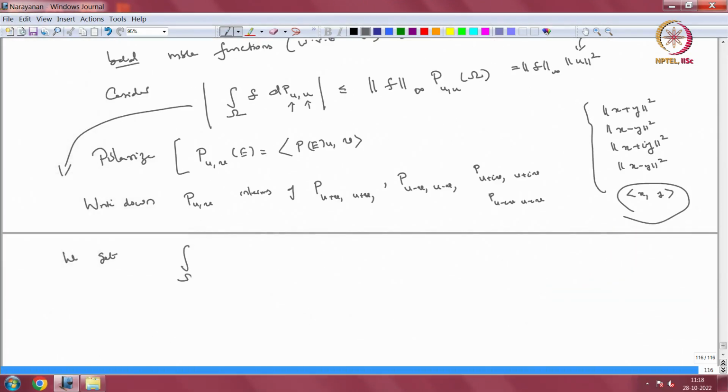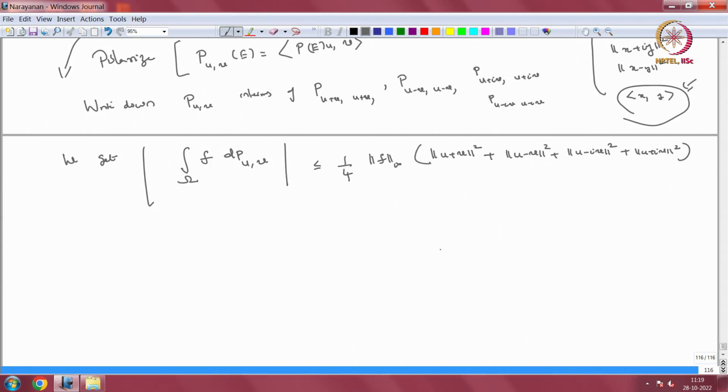we get the integral over omega of f d P u v. Okay. This would be less than or equal to 1 by 4 times, because you know the inner product of x comma y is written as 1 by 4 times the sum of all the other things, right. Well, there is the L infinity norm coming out, and then I will have norm u plus v square, because that is P u plus v, u plus v, plus norm u minus v square plus norm u minus i v square plus norm u plus i v square. Okay. So, we will also assume that norm u equal to norm v equal to 1.